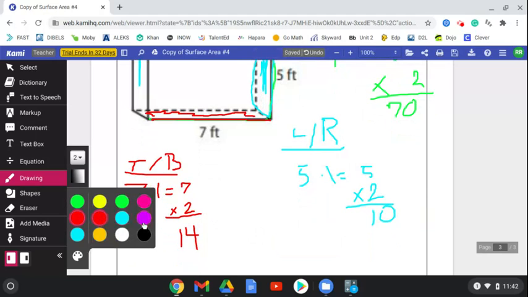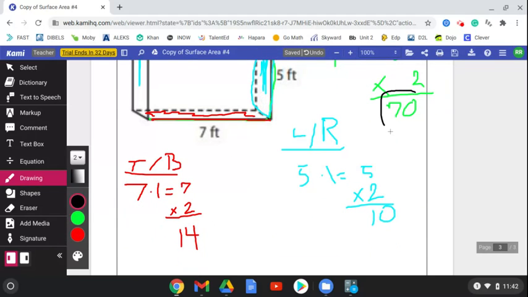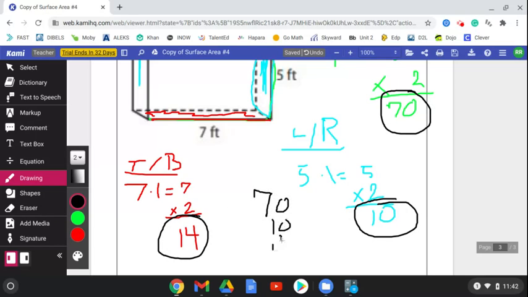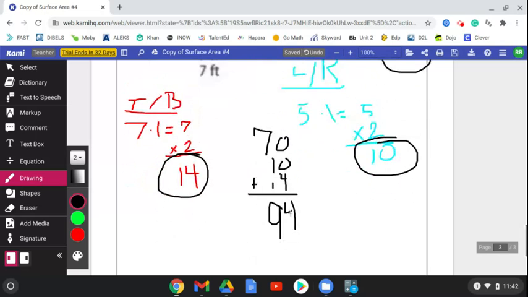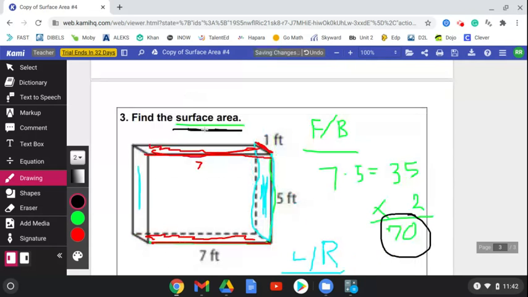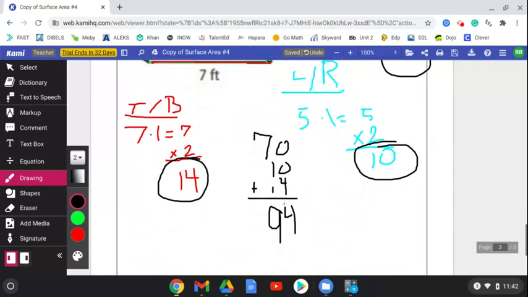So my final step here is to add all of these faces up. I have 70 plus 10, that's 80, and 80 plus 14 would be 94, right? So 70, 10, and 14, adding them all up, and I get 94. This is surface area. I know area is in square units, so this is feet squared.